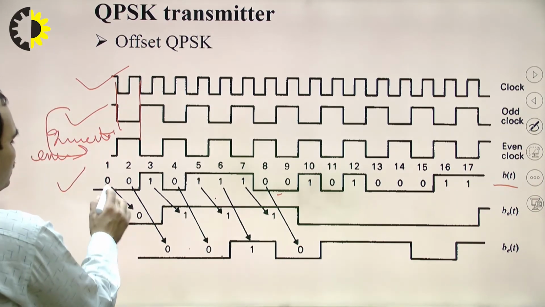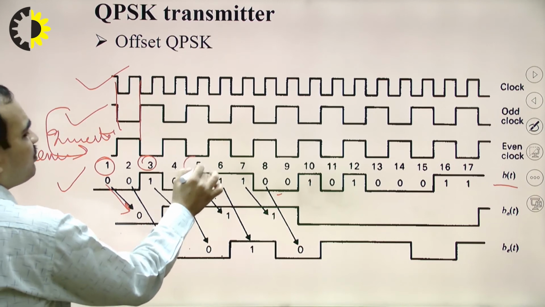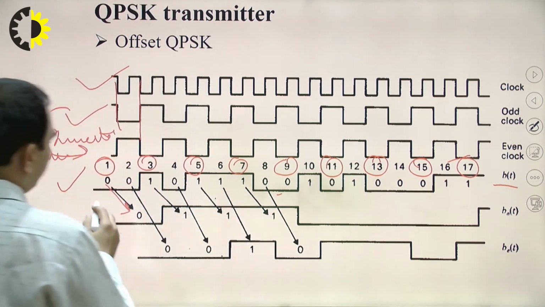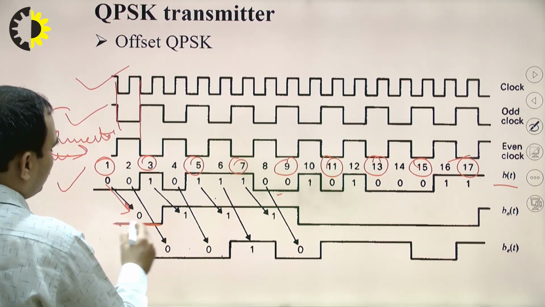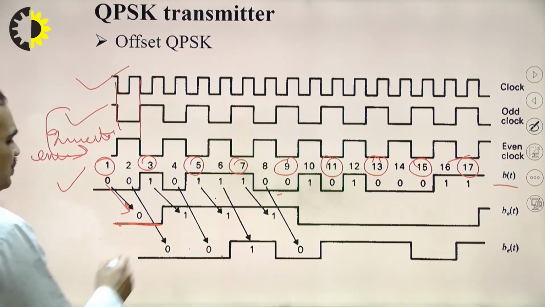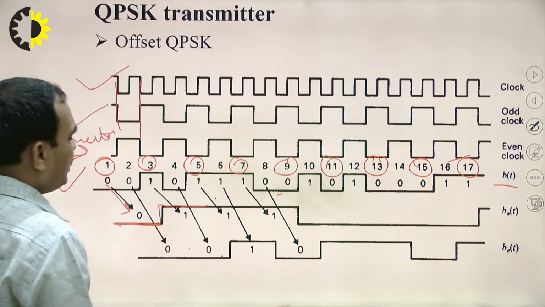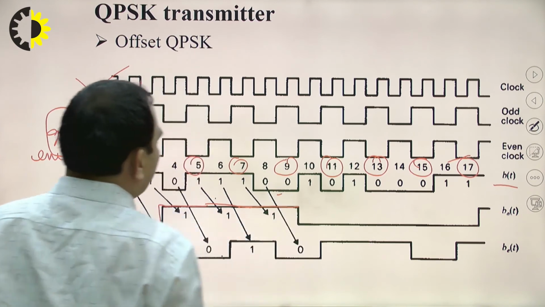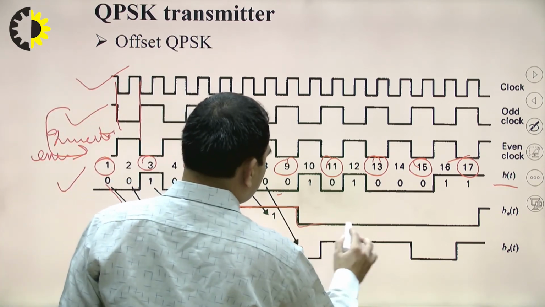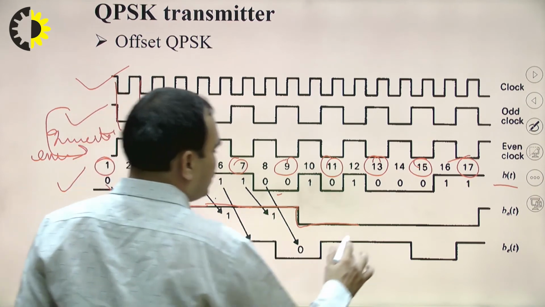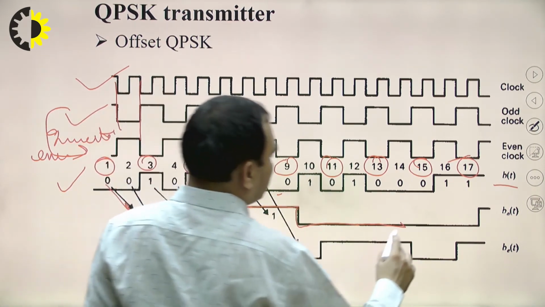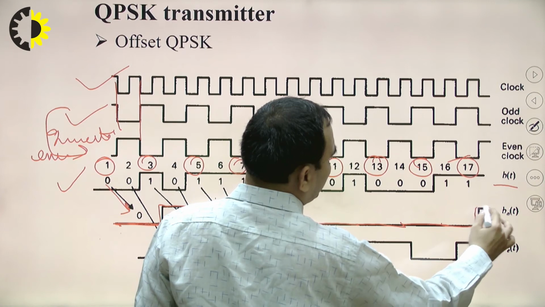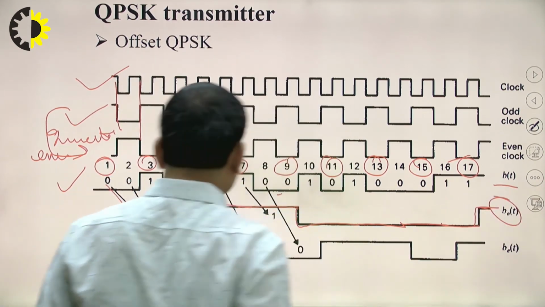First, the odd bits: 1, 3, 5, 7, 9, 11, 13, 15 and 17. The first bit is 0, so 0 will be written for the double bit duration. Next bit is 1, so for the double bit duration it is 1. Fifth bit is 1, seventh bit is 1, each for the double bit duration. Ninth is 0, 11th is 0, 13th is 0, 15th is 0. The 17th is 1. These are the odd bits.